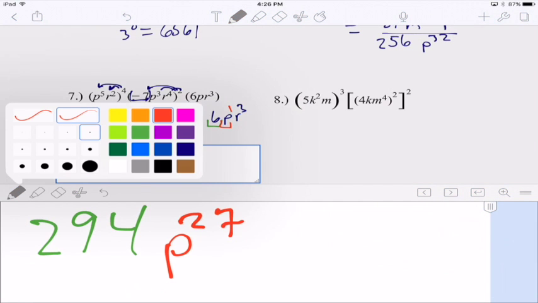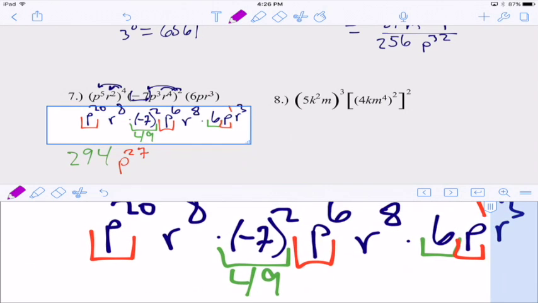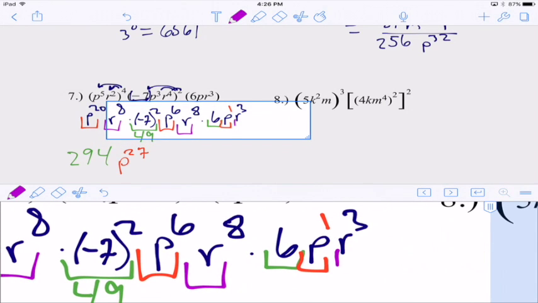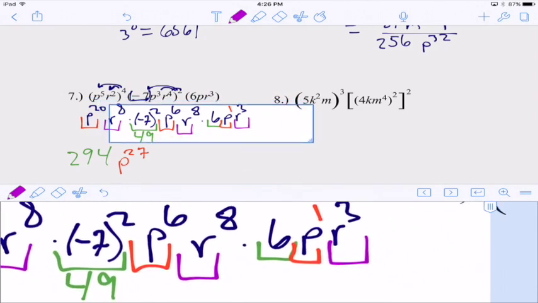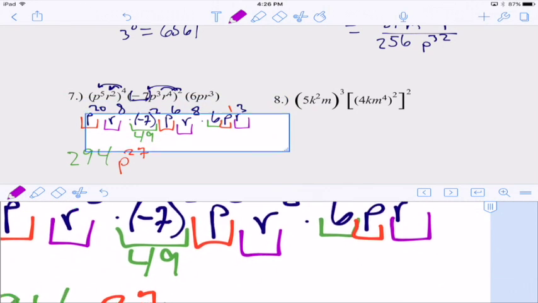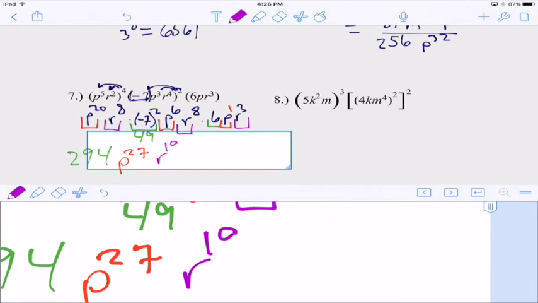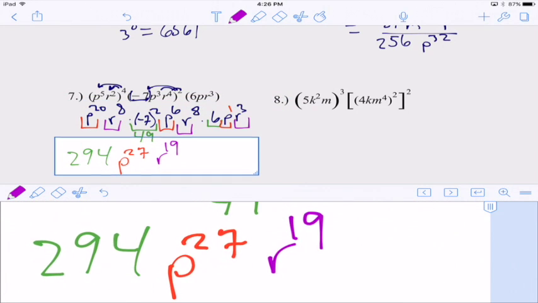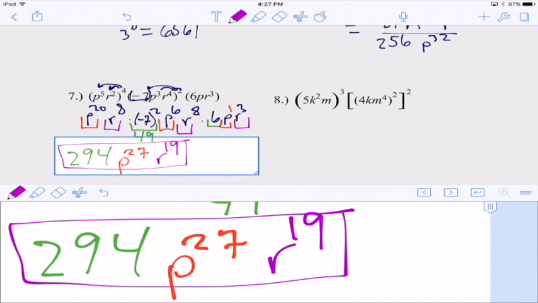And finally, we've got our r's. R to the 8th, r to the 8th, r cubed. We're multiplying now. We're not raising power to a power. So this is r to the 16th plus 3 more, r to the 19th. Okay, so there's my final answer, all that junk.